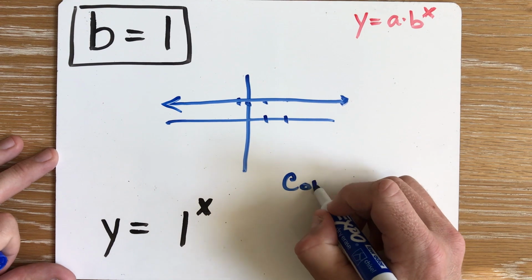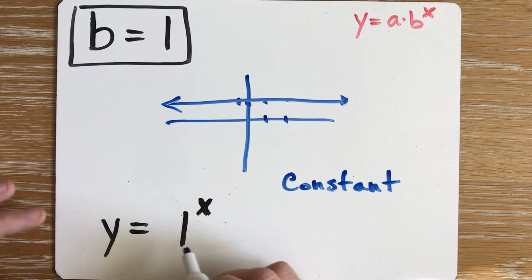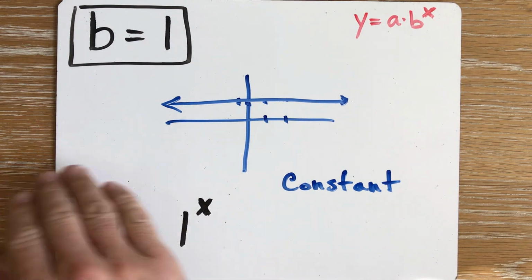We call this a constant graph. The reason why it's constant is because the output is always the exact same. Okay? 1 to the x power. So constant graphs are flat. They keep going flat in both directions.